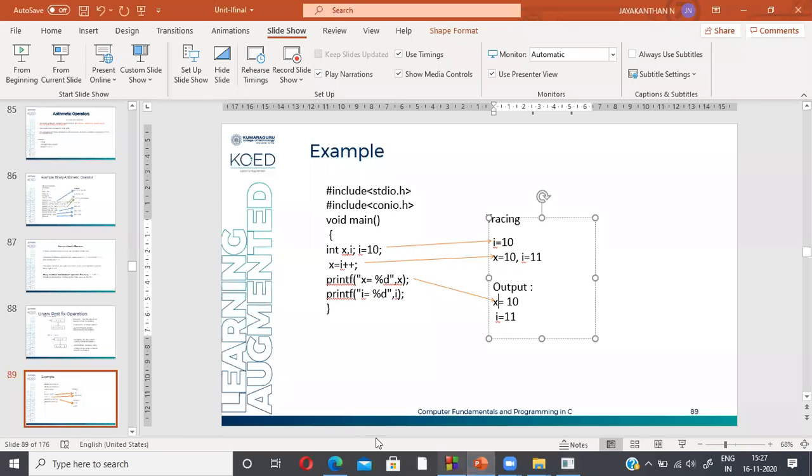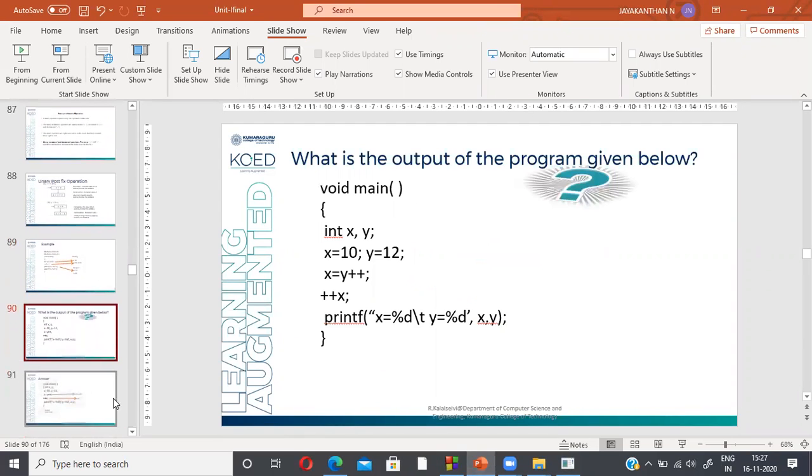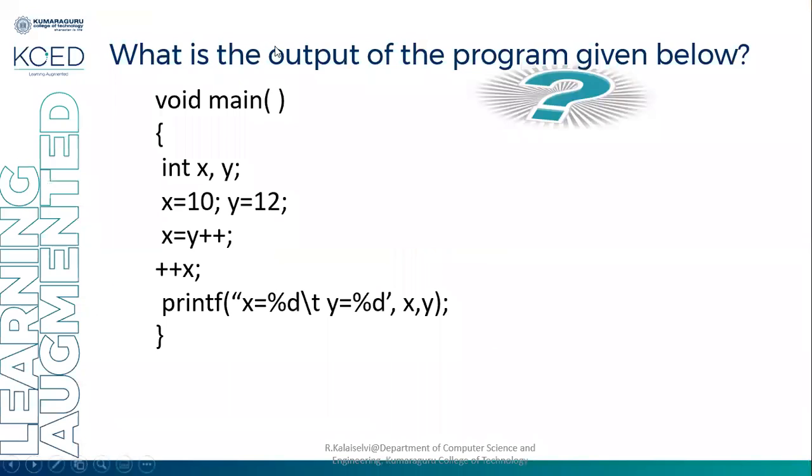Now we will see another example. There's a question for you. What is the output of the program given below? Integer x, y, x equal to 10, y equal to 12. So x equal to y++ and ++x. So x equal to y++, what will happen?